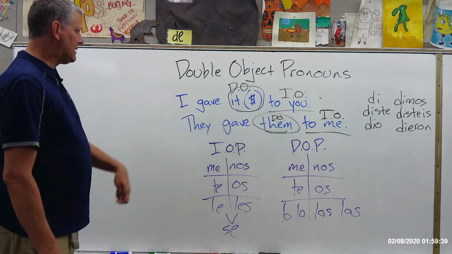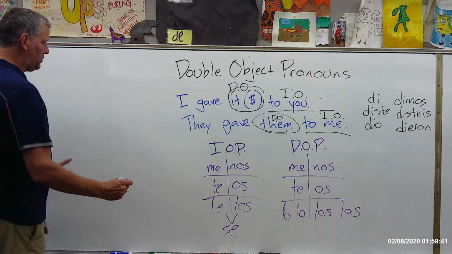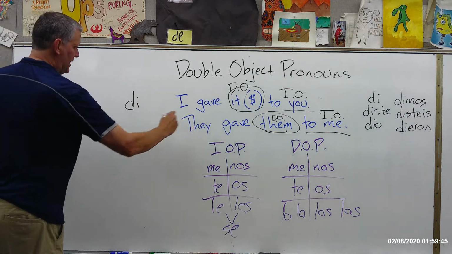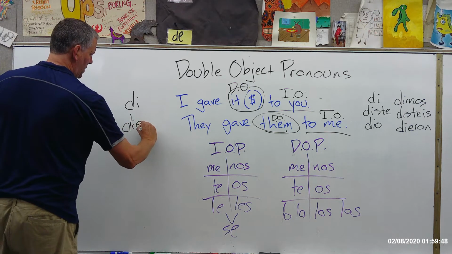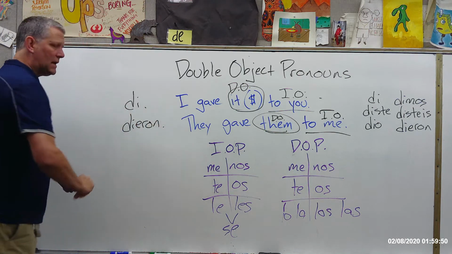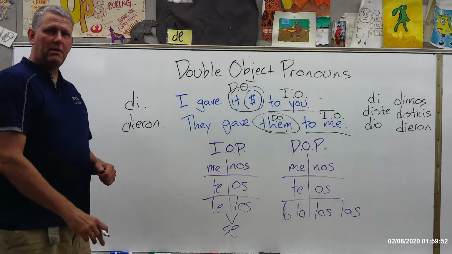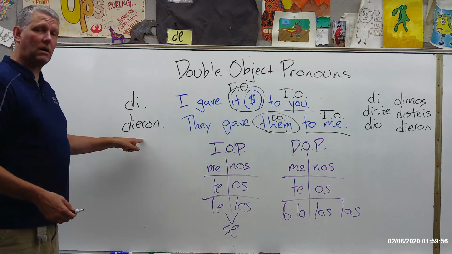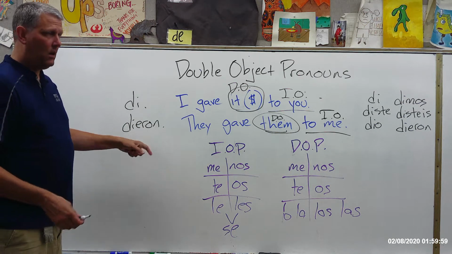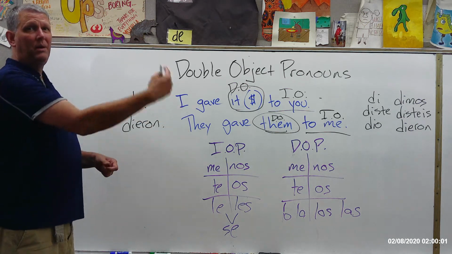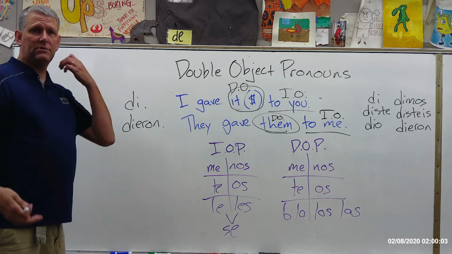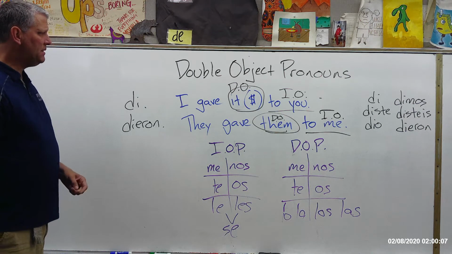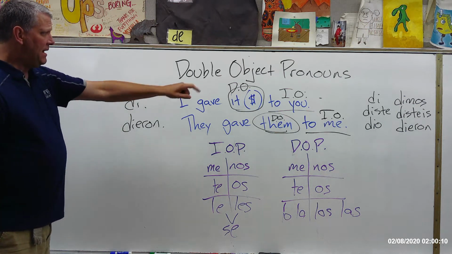So with this sentence, I'm going to do all this for you. I gave, they gave is dieron. Now, if you watched my video on object pronoun placement, you'll know that because these are conjugated verbs, all of the pronouns are going to go up in front. And that's 180 degrees from how it's done in English, but that's the way it is. So, deal with it. So, in this case, I gave it to you.